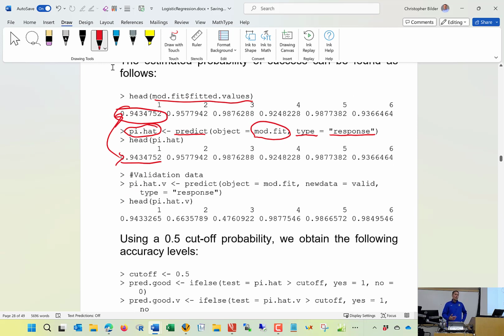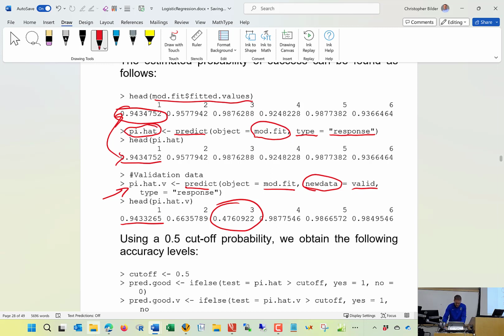Now, the reason why I like to use the predict function is because it allows us to predict things outside of my data set as well. So I can now use my validation data set here. Again, I say predict, object equal mod.fit, and then I can use an argument called newdata and simply put in my validation data set there. I get my pi hats out from that. It's called pi.hat.v for lack of a better name. And we can see for the very first observation in the validation data set, I have a high probability, so I would predict it as a success. Notice though, observation 3 in my validation data set will be predicted to be a failure.